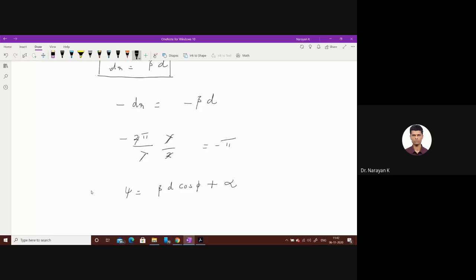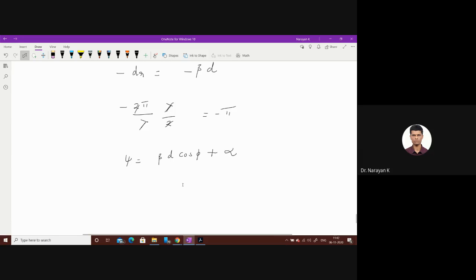What is your value of alpha now? What is the value of alpha? Guess. Minus pi. Yes, excellent. So your beta d cos phi minus pi. That is your cos phi value.